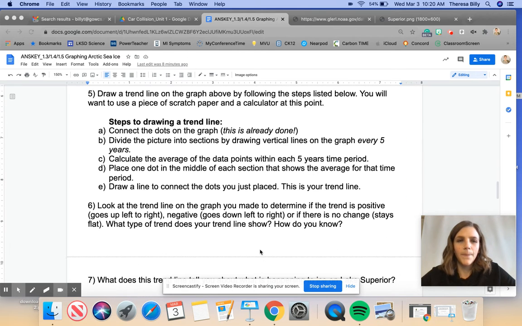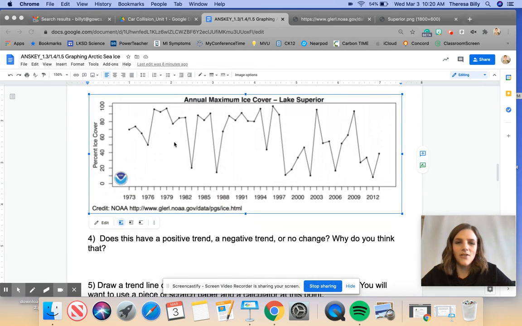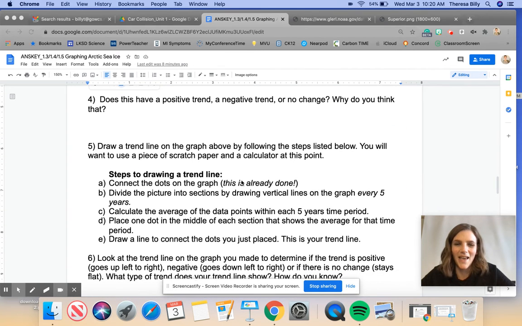Scroll on down. These are the steps that you're going to use to actually create a trend line on your graph. There's 5 steps. Most of them are pretty easy. There's one that's a little bit time consuming. So step A is to connect the dots on the graph. Now that's already done. You see that they're all connected, so you don't have to do anything with part A.